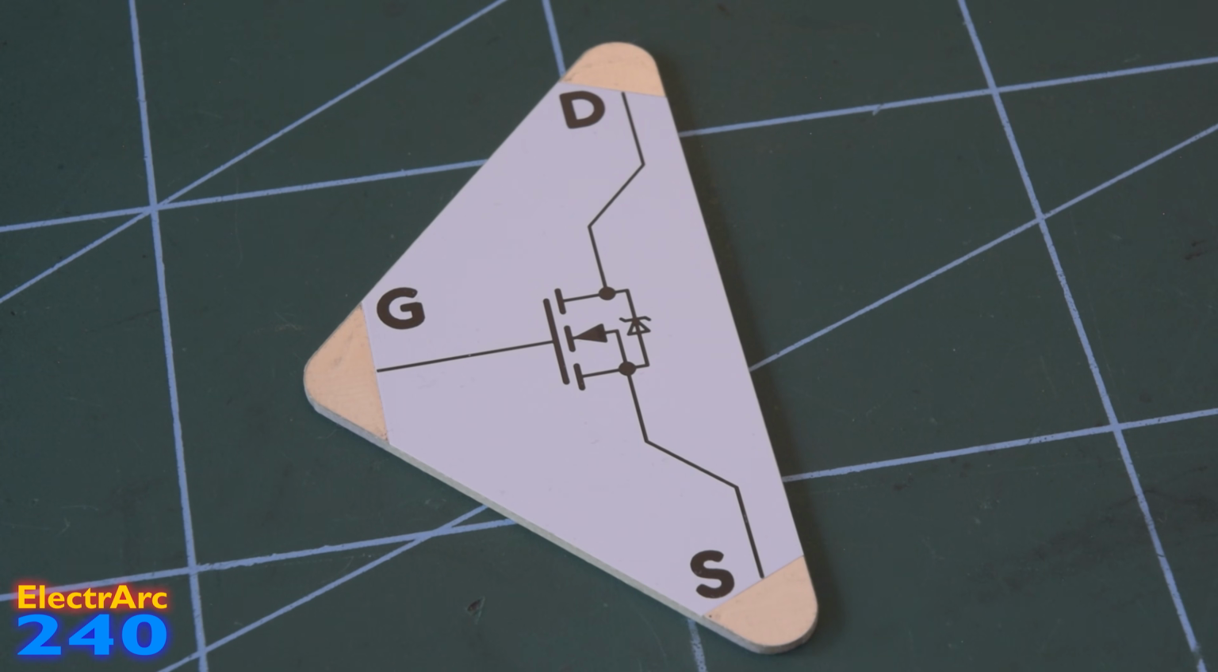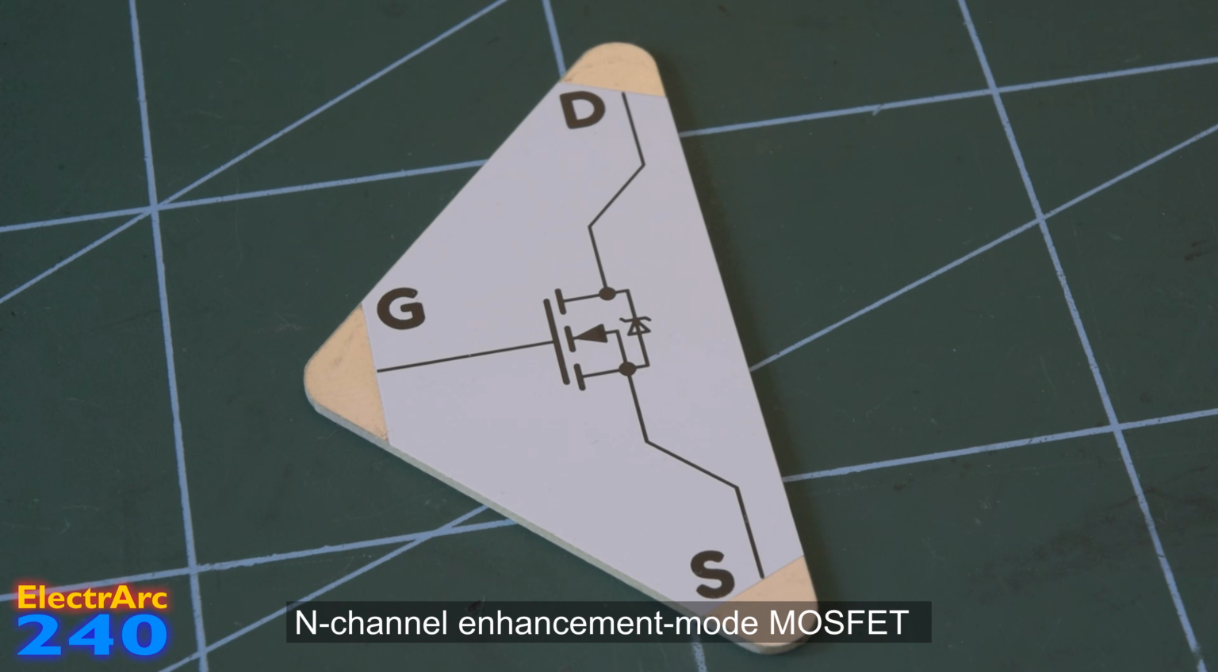Now, to protect myself from rage and fury in the comment section, there's a few things I have to mention. First off is that everything I've shown is for N-channel enhancement mode MOSFETs. So let's go through those things one at a time.